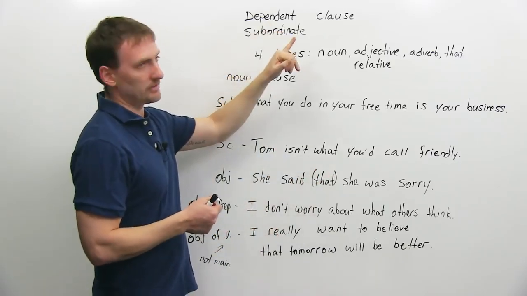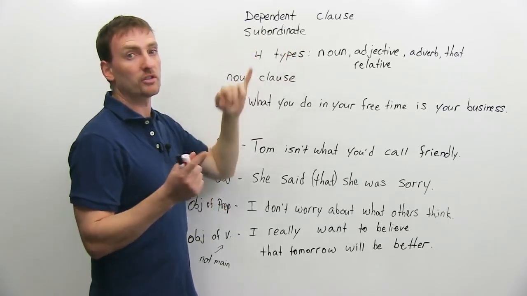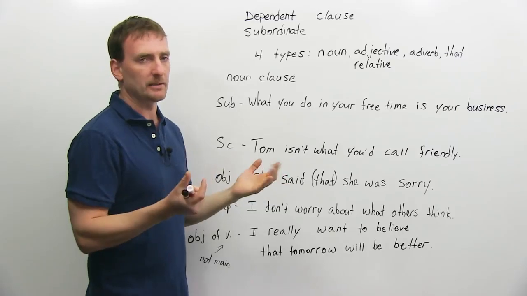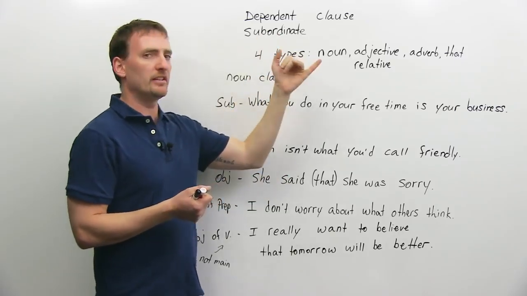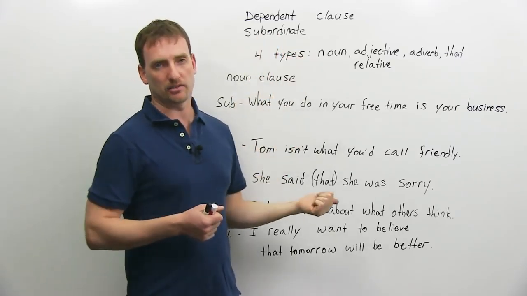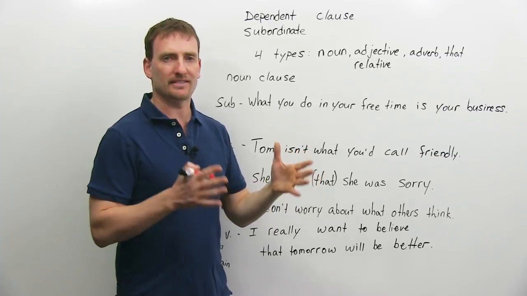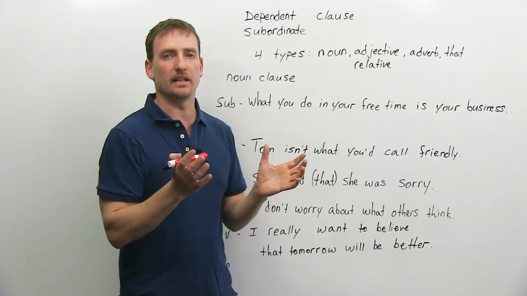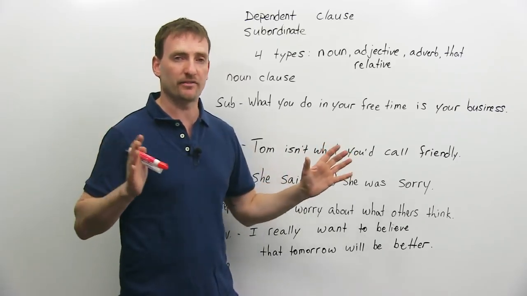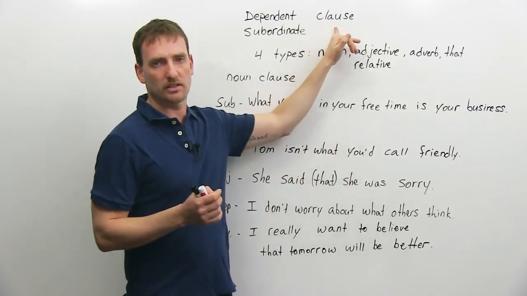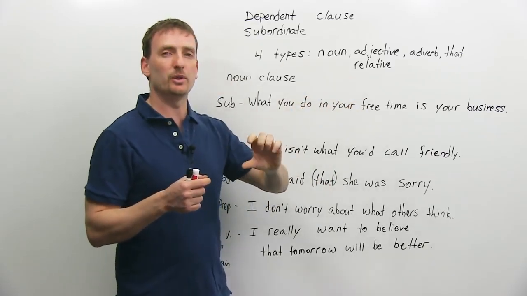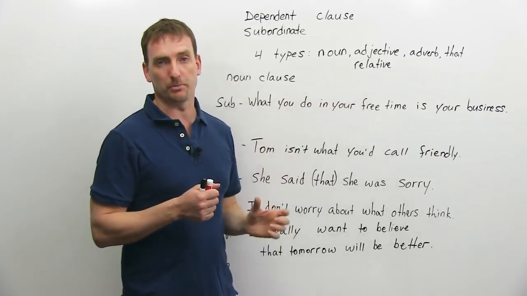So dependent clauses, what are they? First of all, they're also called subordinate clauses. You might see subordinate, you might see dependent. They're very different from the independent clause. The independent clause is a clause that can stand by itself and has a complete meaning. It doesn't need any other information. A clause is a collection of words that must include a subject and a verb.